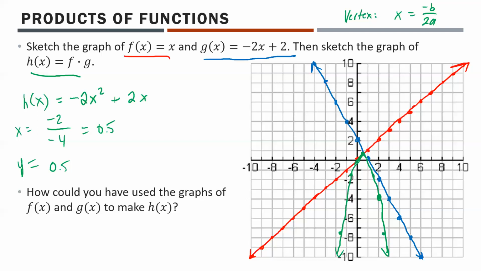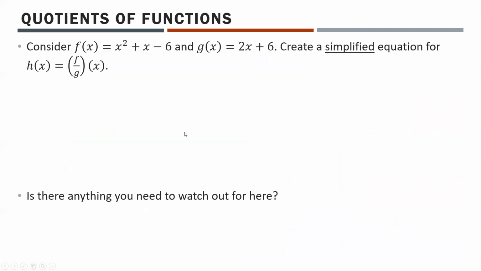And then same with this one here, where blue is at 0 and red is at 1, it should be crossing directly right there as well. So how could you have used the graphs of f of x and g of x to make h of x? Just multiply their y values. That's about all there is to it on this one. Okay, I'm not going to spend much more time on that than I have to.